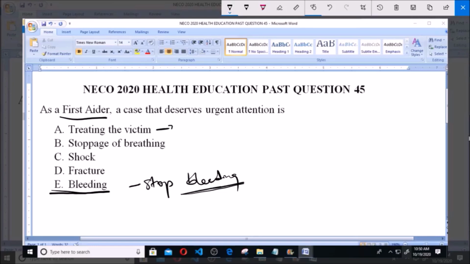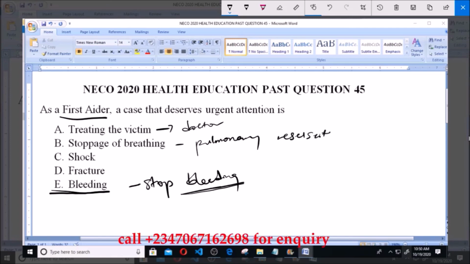Now, treating the victim is already not the function of a first aider. Treating of the victim is a function of a professional health personnel, that is a doctor or a nurse. Stoppage of breathing can be attended to after bleeding has been stopped, by pulmonary resuscitation, which can be done to revive the person that has stopped breathing. Shock also can be attended to after bleeding is stopped, and those with fracture can also be attended to after bleeding is stopped.